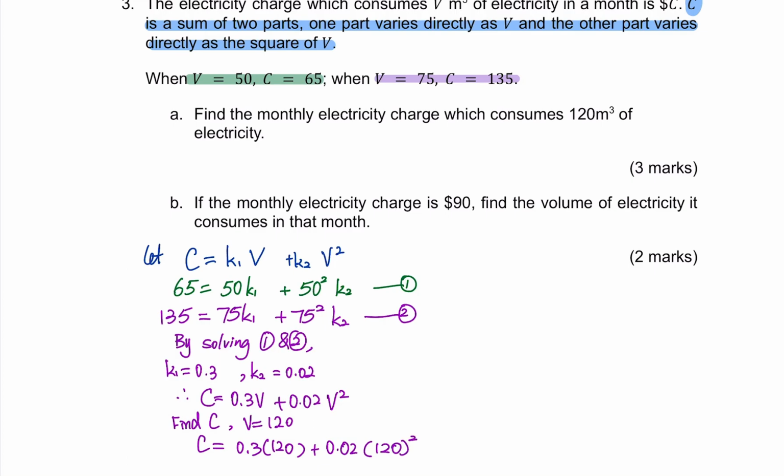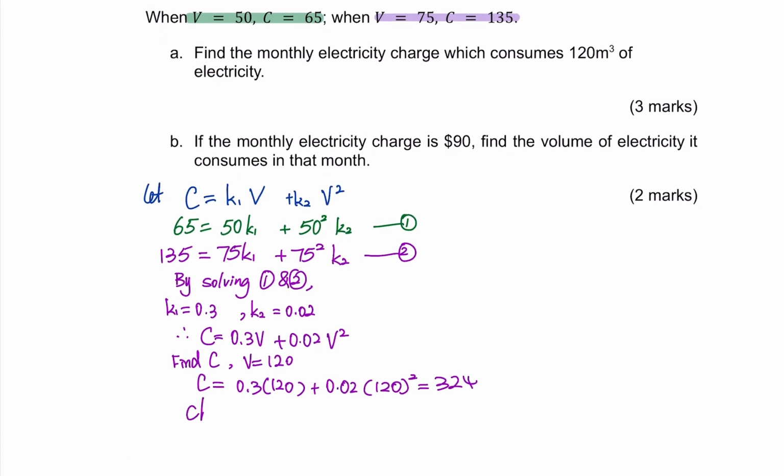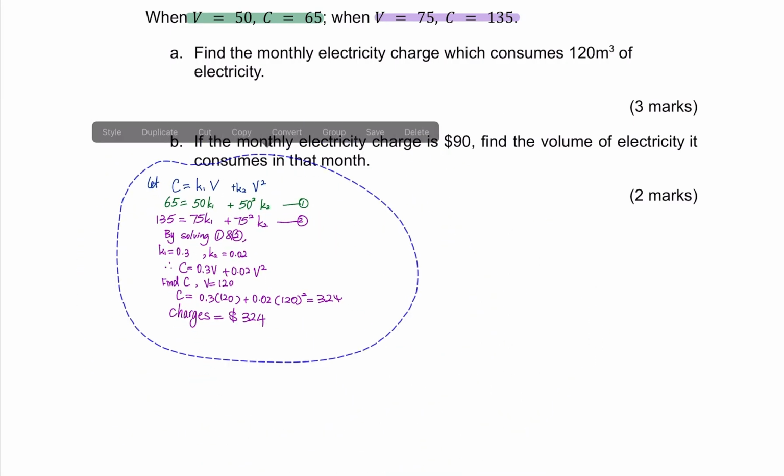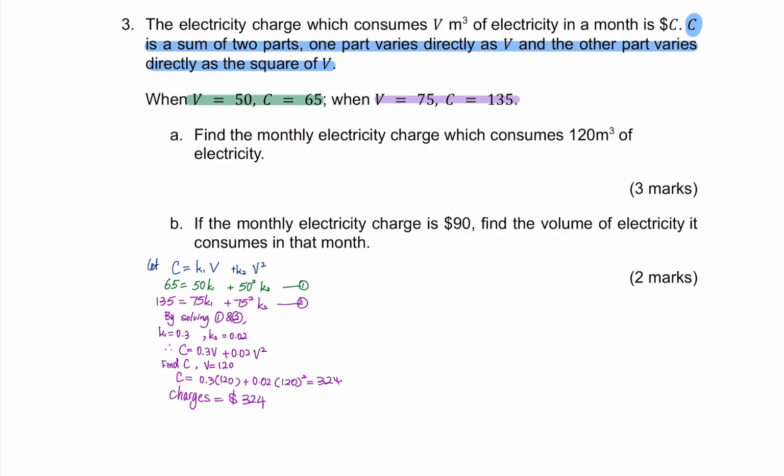And what do you get as the answer? 324. So you can just write that the charges are $324. Okay, so that's for part A. I'm just making it smaller so that it's easier to do the next few parts.